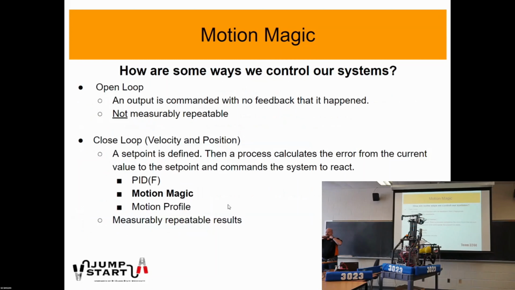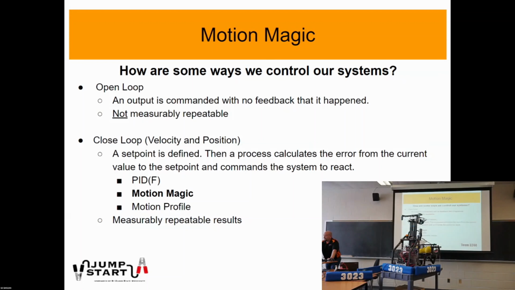So let's get right into Motion Magic. How do we control our robots out there? Primarily 2 ways. We can do things with open loop. It's no feedback and not measurably repeatable. So if you want to pick and place, two seasons prior to last season, we had a lot of pick and place applications, so we had elevators and arms. Not so much this year, but there are a few applications where we do want to go into closed loop. Closed loop has 2 primary areas, velocity and position.